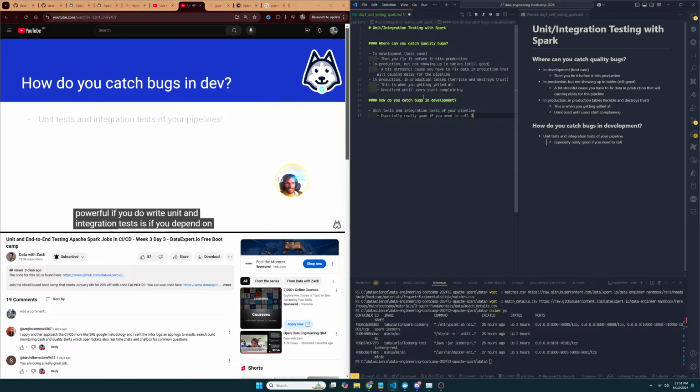So one of the things that's very powerful if you do write unit and integration tests is if you depend on somebody else's code, then if they change that code and break your test, they have to fix your test before they can merge, because it will break your test and then they can't merge because CI/CD will fail. And so that's a very powerful thing that you get from unit tests, is they actually allow you to safely depend on other people's code, and then the other people don't even need to know about your pipeline. They just need to know that if I make this change, things are going to fail, right?